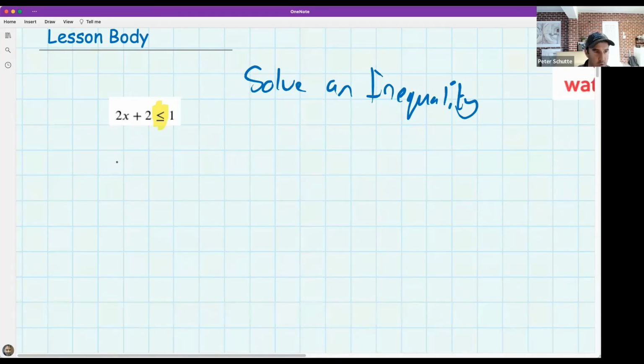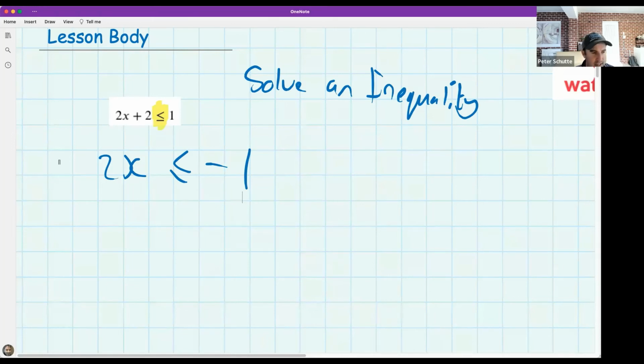In an equation, you would try and move everything to one side. So I would start by taking away 2 from both sides. And so I'd get 2x is less than or equal to minus 1. So that's step number 1.